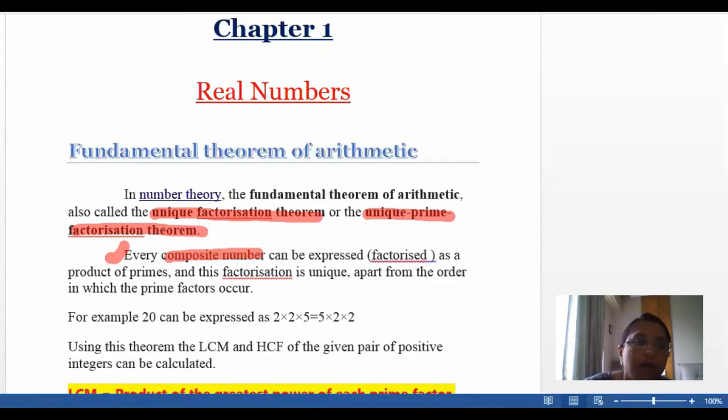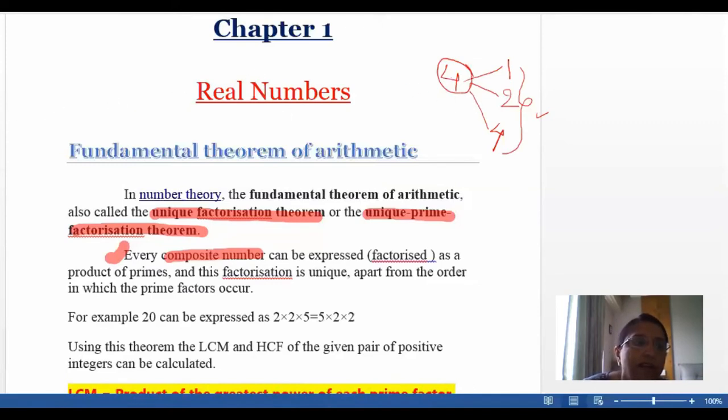Every composite number. What do you mean by composite number? We have discussed it in earlier videos. A composite number is one which has more than two factors. For example, 4 is a very simple example of a composite number. What are the factors of 4? It is divisible by 1, by 2, and by 4, the number itself. So these are the factors of 4. How many factors are there for 4? There are 3 factors. Such a number is called a composite number. 4 is the smallest composite number.